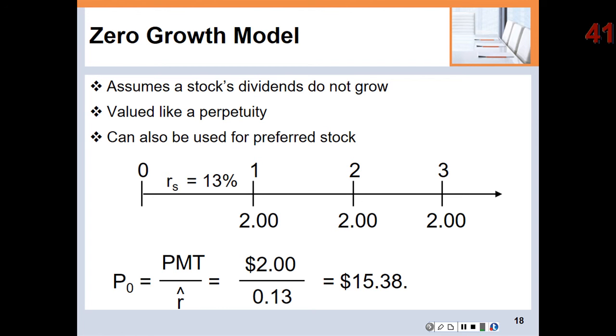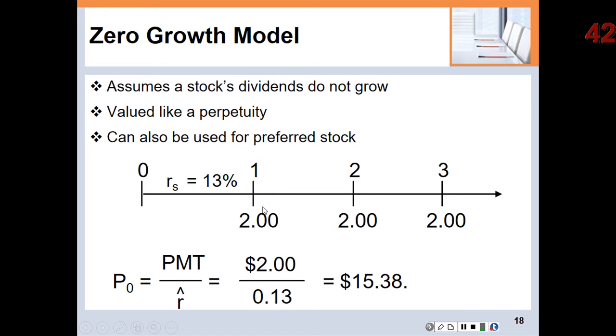It's really simple. It's called the zero growth model. And as the name implies, it assumes a stock's dividends are not going to change. So it's going to pay the same dividend this year, next year, 5 years from now, 10 years from now. The dividends aren't going to change. Basically, what we're doing is we're valuing this like a perpetuity. That was back in chapter 5 also. And also, we can use this for preferred stock because remember, preferred stock dividends were fixed. They didn't change. And so if they're not changing, they're not growing. So we can use the zero growth model for common stock whose dividends are not growing or for preferred stock.